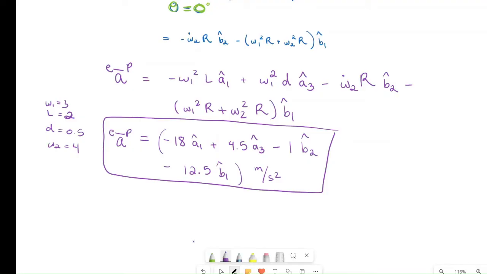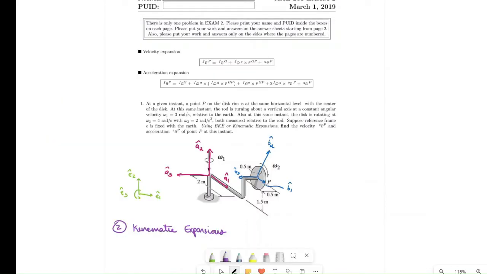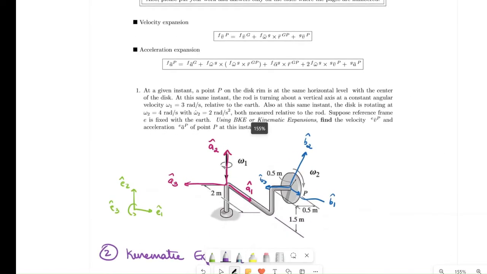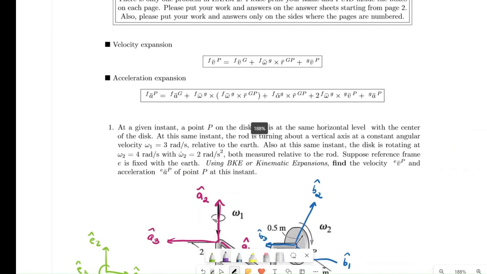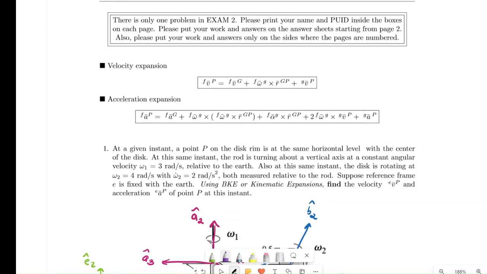Okay, and now I'm going to switch to doing the velocity expansion method, which I think will be much easier. So this is the velocity and acceleration expansion version of this problem. You might ask, why would we use this method? The reason is because you're finding something at an instant. You have an instant condition here where P is at the horizontal level as the center of the disk.